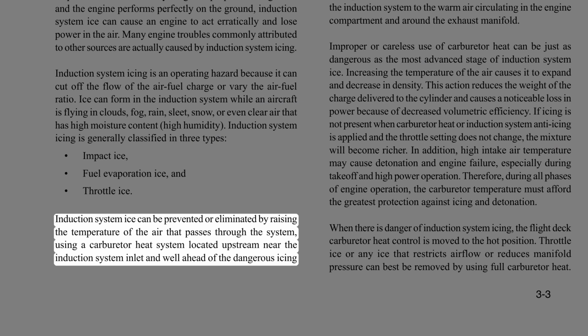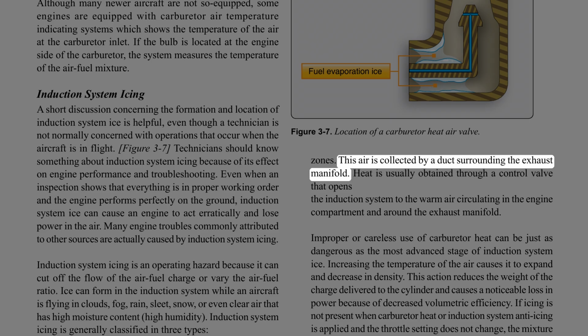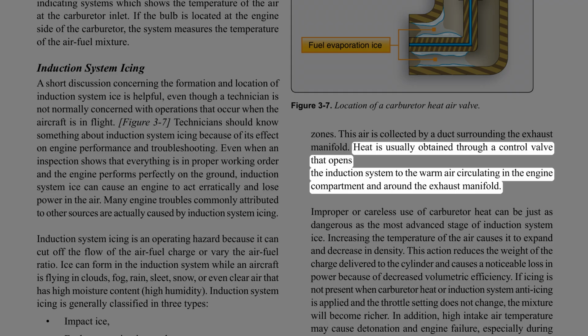Induction system ice can be prevented or eliminated by raising the temperature of the air that passes through the system, using a carburetor heat system located upstream near the induction system inlet and well ahead of the dangerous icing zones. This air is collected by a duct surrounding the exhaust manifold. Heat is usually obtained through a control valve that opens the induction system to the warm air circulating in the engine compartment and around the exhaust manifold.